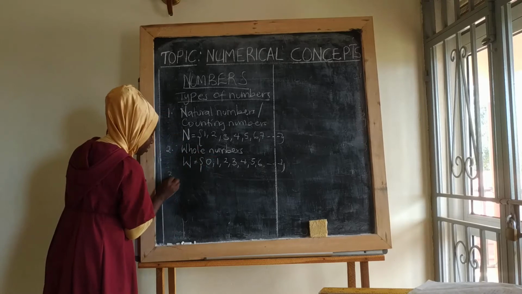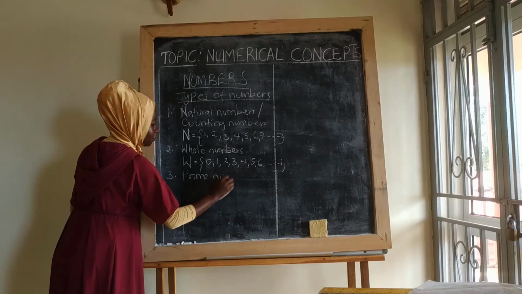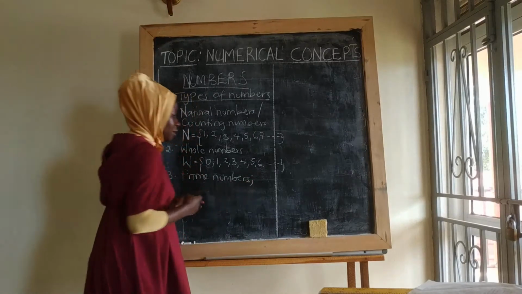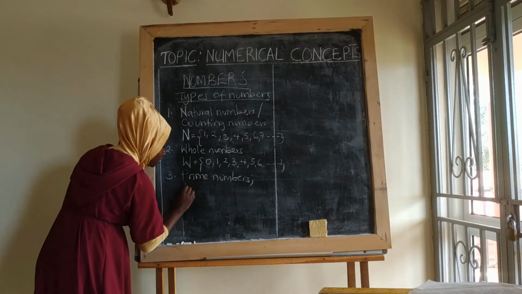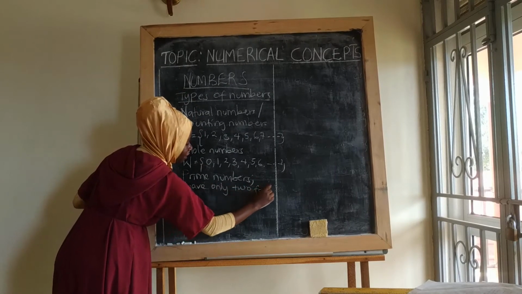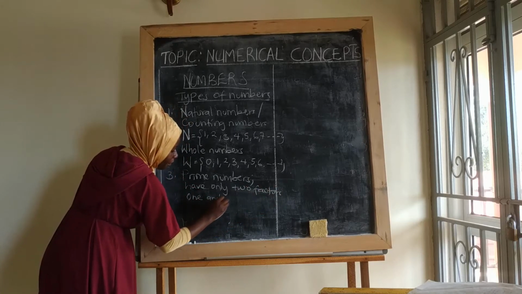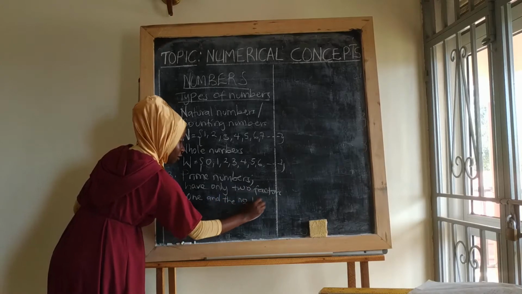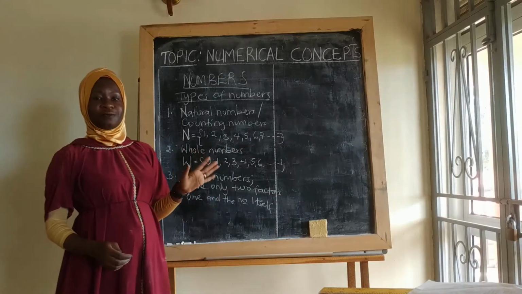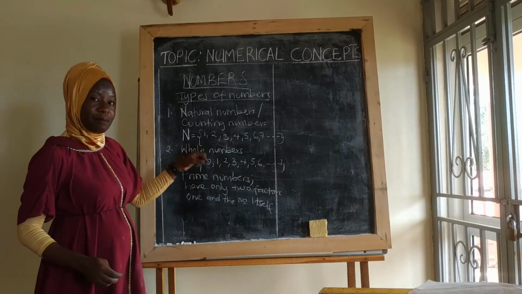My other type, which is number 3, we can have prime numbers. The prime numbers, first of all, are numbers that have only two factors. They have only two factors, that is 1 and the number itself. They are simply numbers that have only two factors. They don't exceed two factors. And those factors we are talking about include 1 and the number itself.